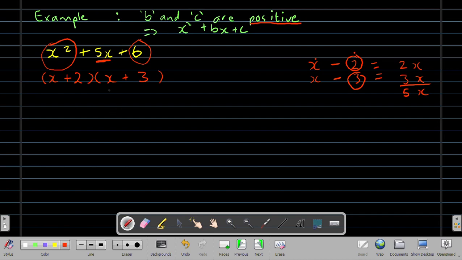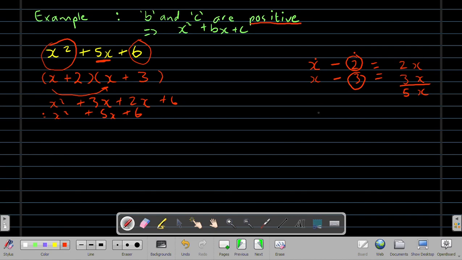And this will be cleanly factorized. This is how you get the factorized answer. We can multiply this out just to see if what we did was correct. So if we multiply x and x, we get x squared. We multiply x plus 3, x and 3, we get plus 3x. We multiply 2 and x, we get plus 2x. And then we multiply 2 and 3, we get plus 6, which gives us x squared plus 5x plus 6. So our factorization is correct.